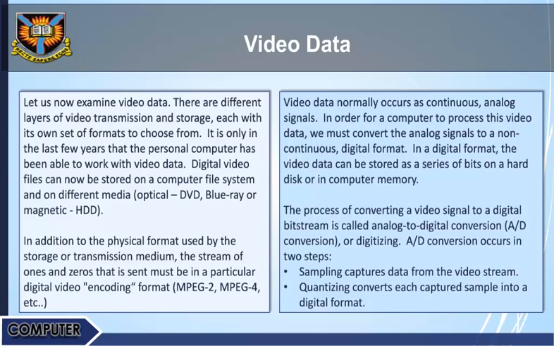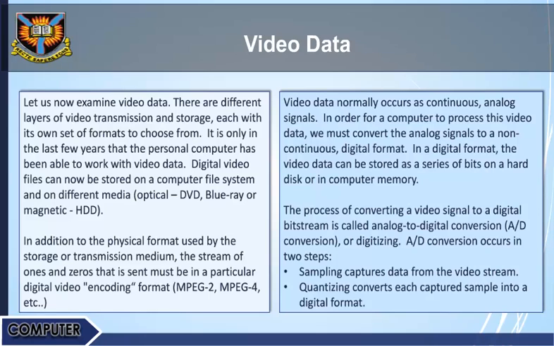Video data normally occurs as continuous analog signals. In order for a computer to process this video data, we must convert the analog signals to a non-continuous digital form. In the digital form, the video data can be stored as a series of bits on a hard disk or in computer memory. The process of converting a video signal to a digital bit stream is called analog to digital conversion, A/D conversion, or digitizing.